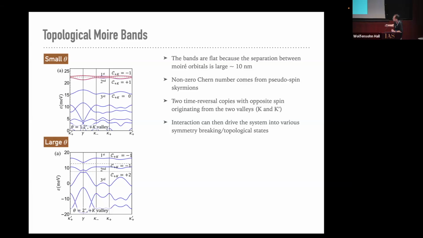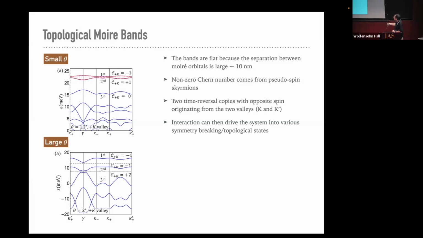Now, if you go to a large theta, it means that the Moiré unit cell becomes smaller. But if you just think about it in terms of hopping between the Moiré cells, the hopping becomes larger. So therefore, at a large twist angle, you can see that the band becomes more dispersive, and also the Chern number goes from -1, 1 to -1, -1, and 2. Okay. So anyway, the point is that if you just think about the twisted TMD homobilayers, it really gives you a topologically non-trivial band structure.